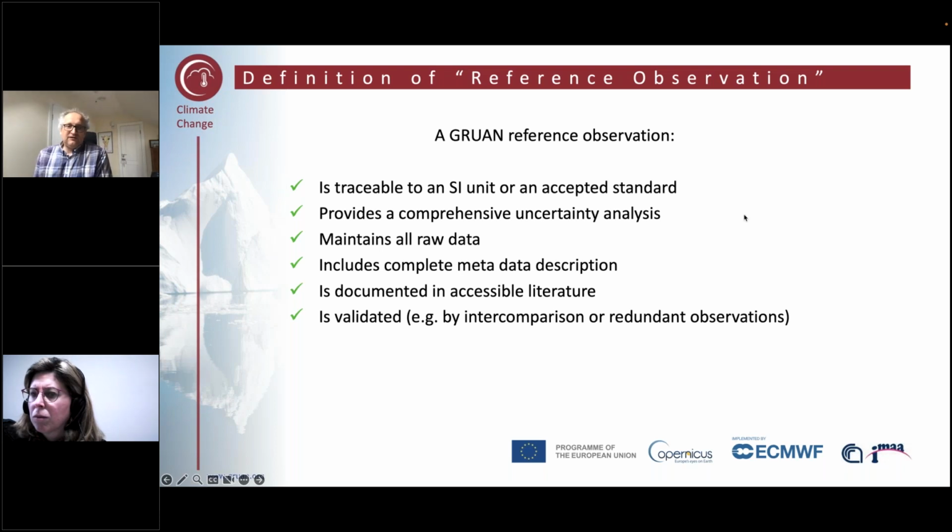So what is a GRUAN reference observation? What sets it apart from the rest of the observing system? First and foremost, it must be traceable to an SI unit or an accepted standard. It must then provide a comprehensive uncertainty analysis. It must maintain all the raw data, so as we learn more about the instrumentation, we can go back and reprocess it. Similarly, it must include a complete metadata description. That is essential if you want to reprocess data in 10, 20, 30, 40 years' time. If we learn things, we can't guarantee that the person who made the measurement will be around, so we must maintain the full metadata. It's documented in the accessible literature and it's validated, for example, by intercomparison of redundant observations.